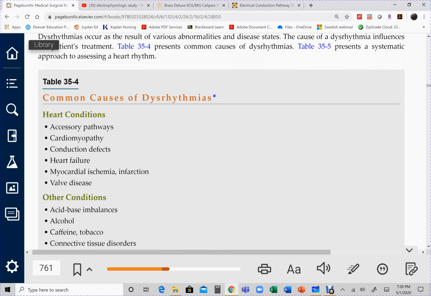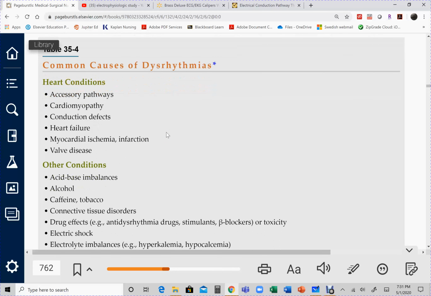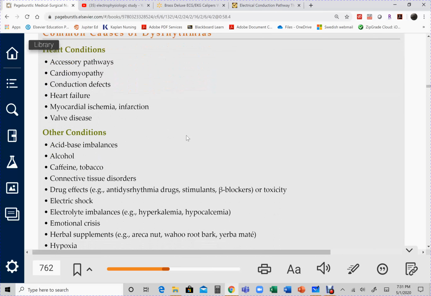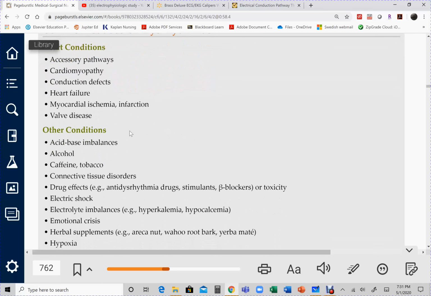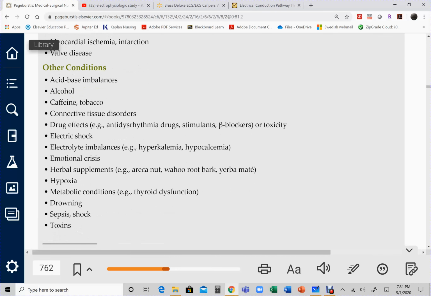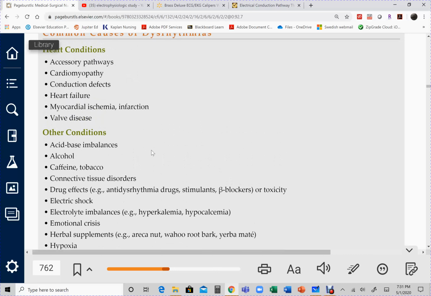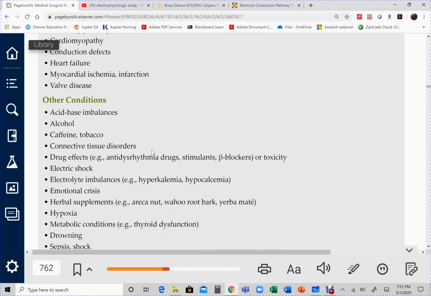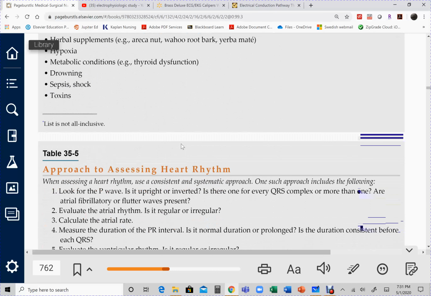I won't even bother with table 35-4, because they put all the common causes of dysrhythmias here, but the test questions will be specific to the dysrhythmia, so this won't help you at all. Well, not significantly. It'll just give you an idea of the possible causes, substances, or drugs that will lead to a dysrhythmia.